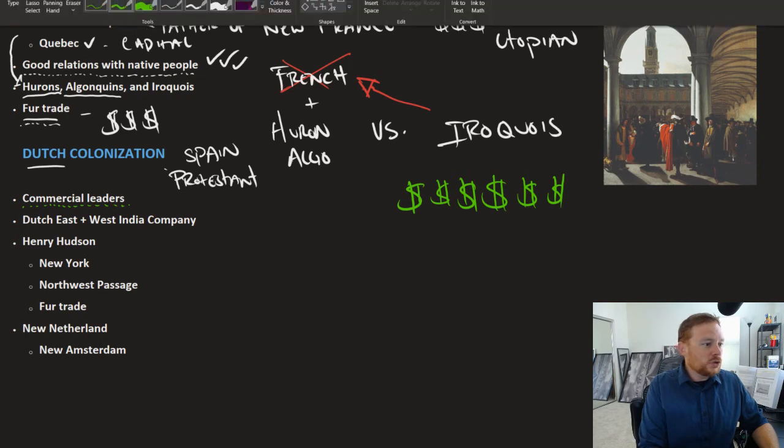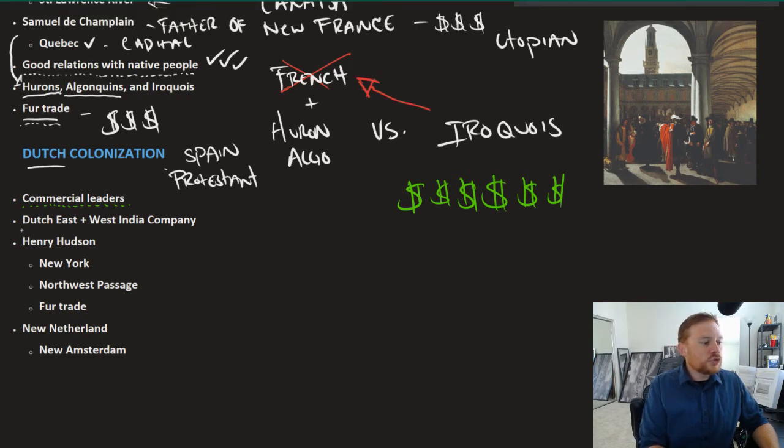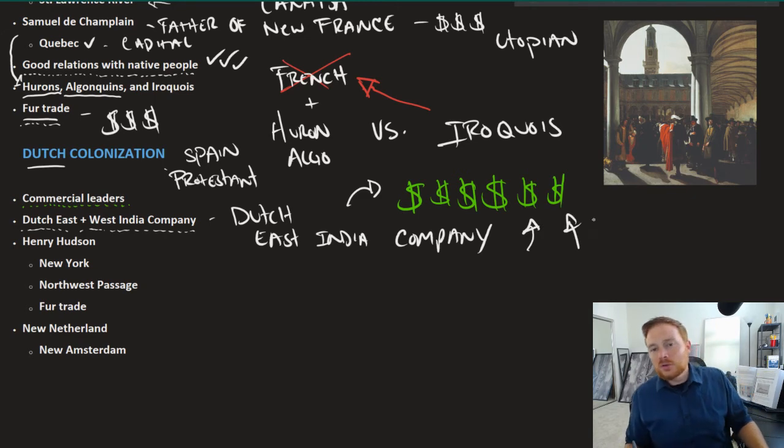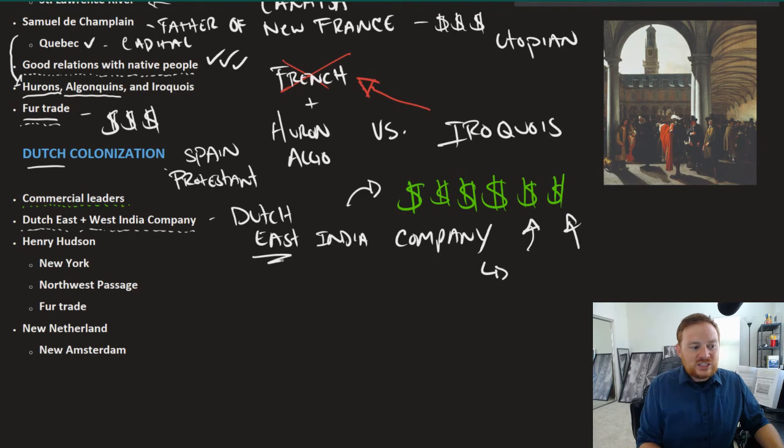They build or create some of the most powerful joint stock companies the world had ever seen. In fact, the Dutch East India Company is the most profitable business ever to have existed, right? More profitable, more wealthy than Amazon today, Apple, any other company, Standard Oil. The Dutch East India Company was profitable.